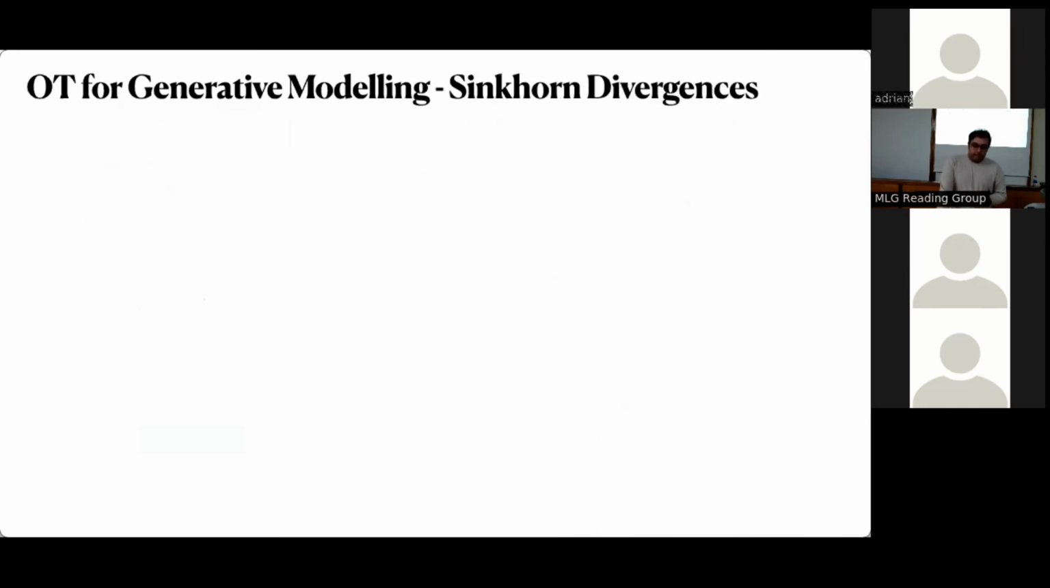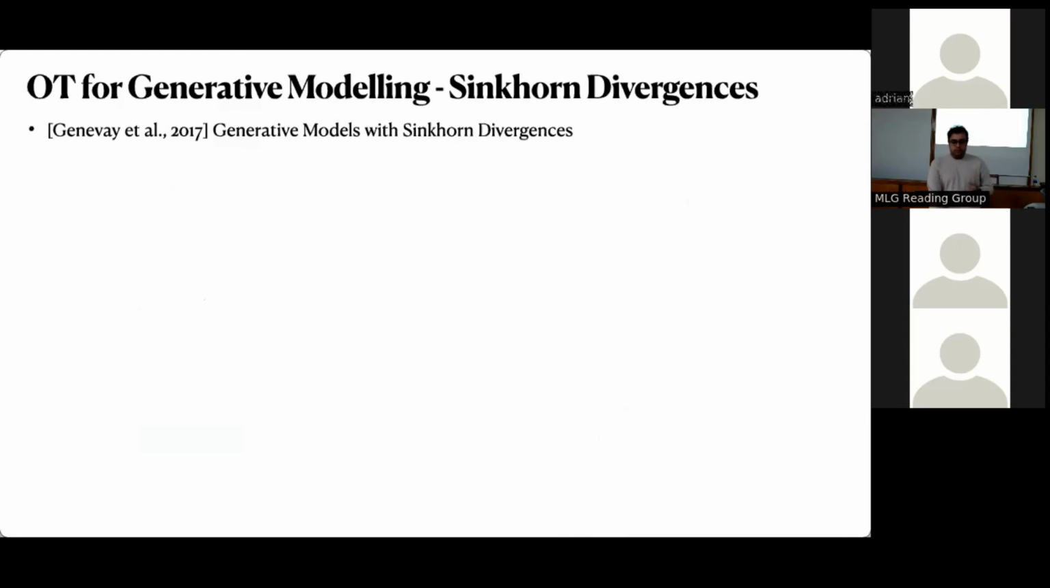And then finally, we had this entire Sinkhorn algorithm and Sinkhorn divergences that just directly give you the gradients of the Wasserstein distance with respect to any parameter you can think about. And so you can directly use Sinkhorn divergences instead of this very specific Wasserstein-1 distance.